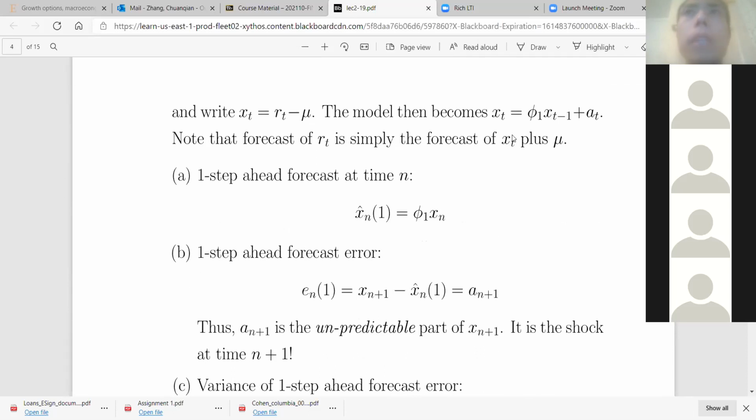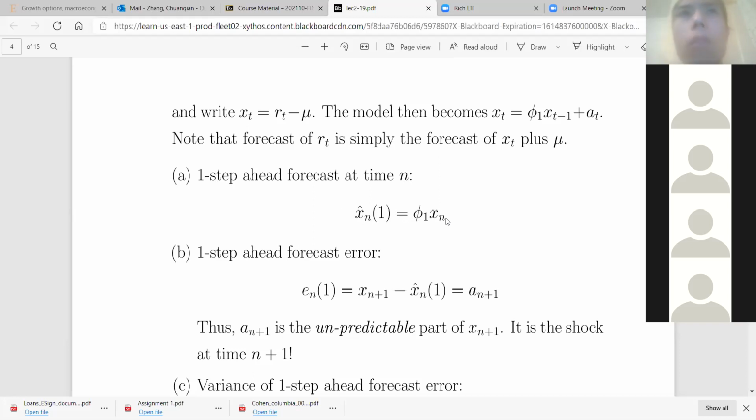Again, let's go back to the key part here, which is related to assignment 1: how to make a forecast. I think this is no more than substitution. Using some high school mathematics is more than enough, right? For example, I want to look at the 1-step ahead forecast at time n. So we can write x_n(1), the forecast, equals phi 1 x_n, right?